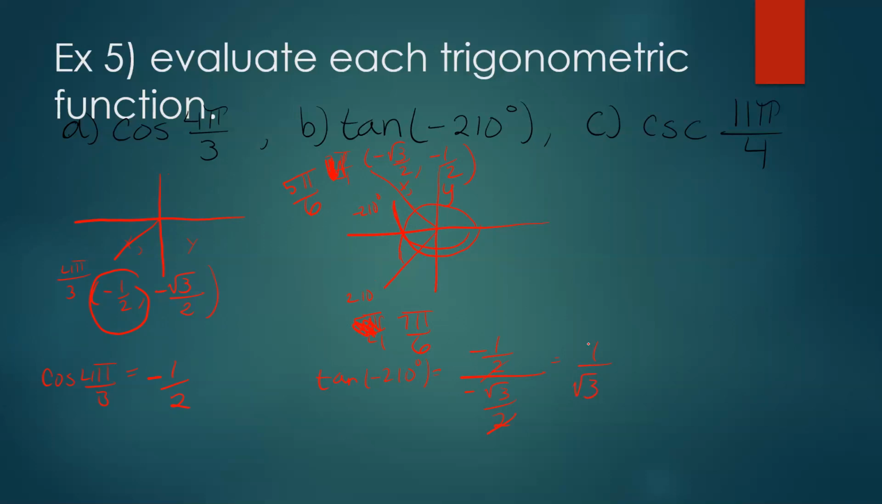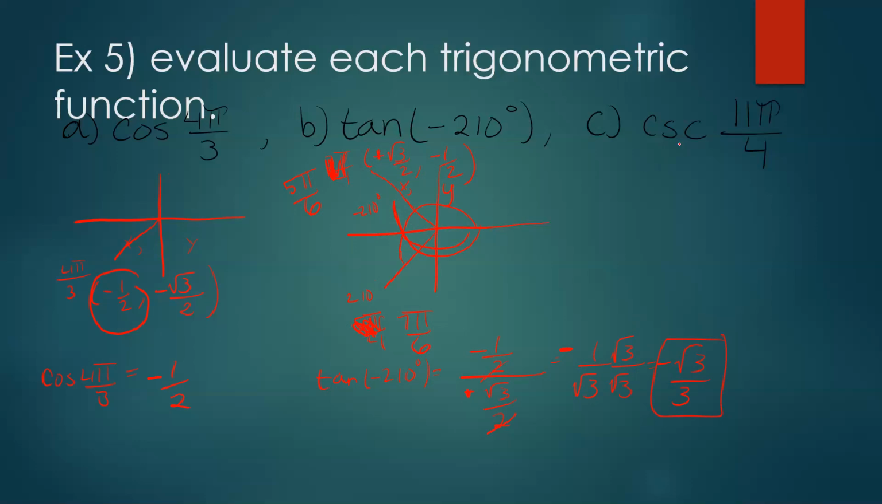And remember, you can't have... whoops, my bad. Cosine is negative in quadrant 2, so this should be a negative, and sine is positive. You can't have a radical in the denominator, so you rationalize the denominator by multiplying top and bottom by radical 3. This is going to be negative radical 3 over positive 3. So that is your answer for tan of negative 210.